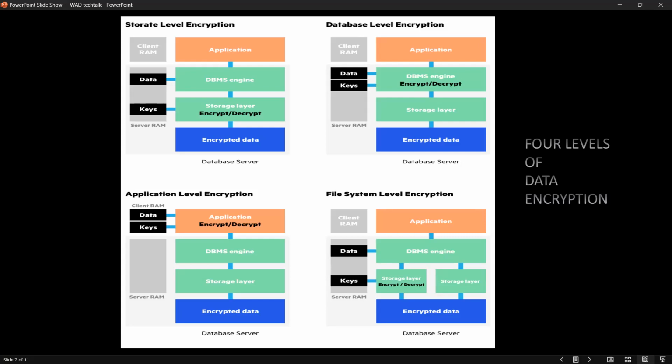There are four types of encryption: storage level encryption, database level encryption, application level encryption, and file system level encryption. The first one consists of client, RAM, data, and keys. An application is connected to the DBMS engine and to the storage layer, and lastly, encrypted data is stored in the database server. Same as the database level encryption, the DBMS engine connects with data and keys. In application level encryption, the application encrypts or decrypts, connected with data and keys. In file system level encryption, the DBMS engine and data and keys are connected to the storage layer to encrypt or decrypt.